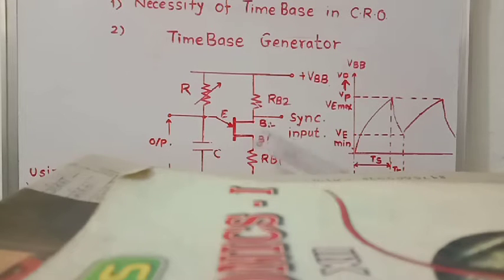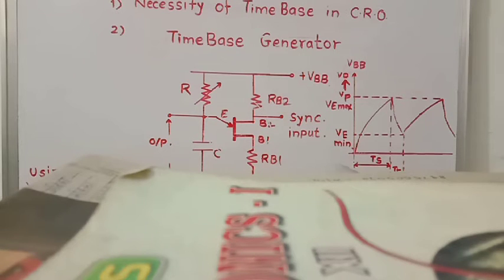Now it has two bases, base 1, base 2, and an emitter. Since this transistor has three terminals, it is called a transistor. But this transistor has only one PN junction. Uni means one, only one PN junction.